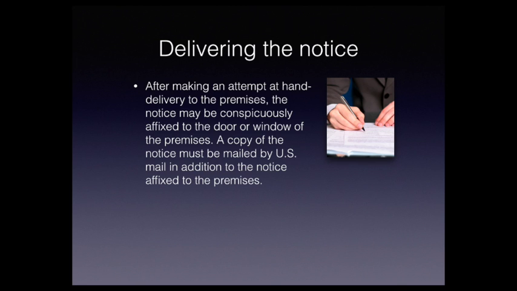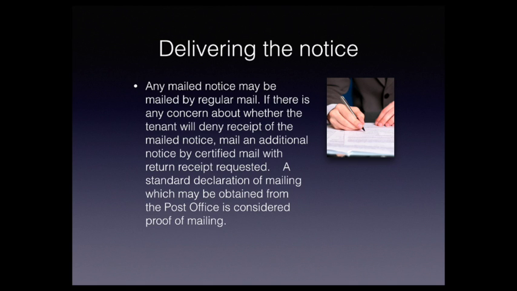After making an attempt at hand delivery to the premises, the notice may be conspicuously affixed to the door or window of the premises. A copy of the notice must be mailed by U.S. mail in addition to the notice affixed to the premises. Any mailed notice may be mailed by regular mail. If there is any concern about whether the tenant will deny receipt of the mailed notice, mail an additional notice by certified mail with return receipt requested. A standard declaration of mailing, which may be obtained from the post office, is considered proof of mailing.